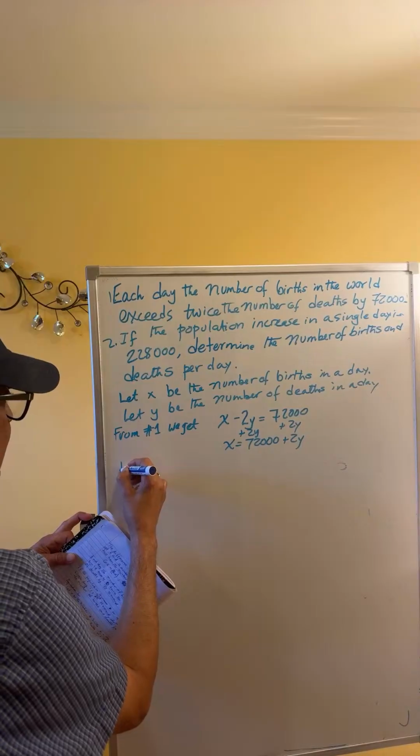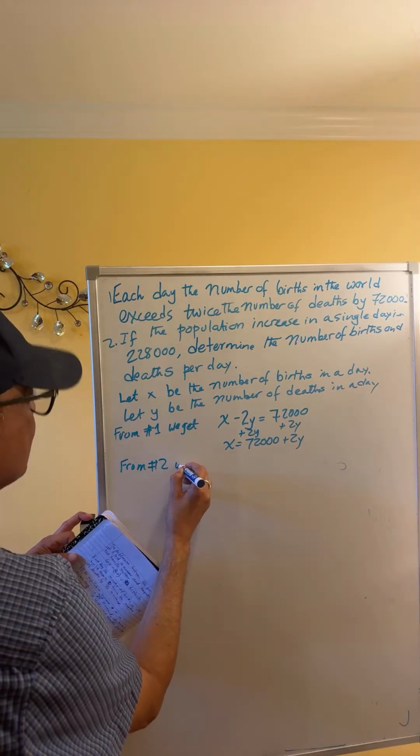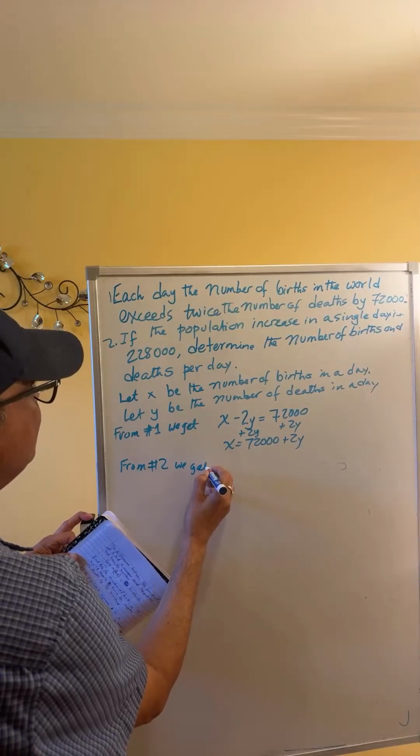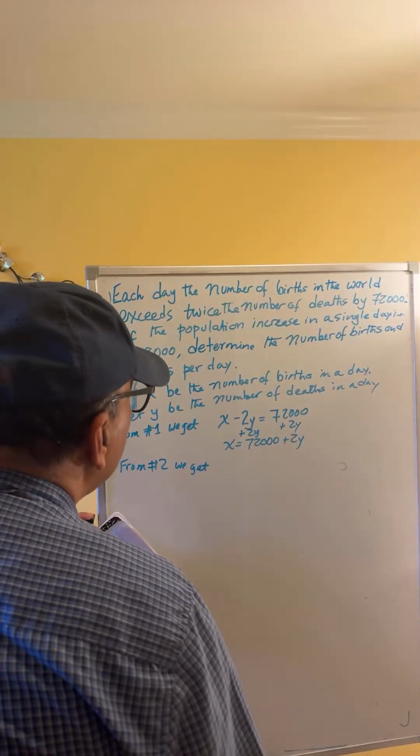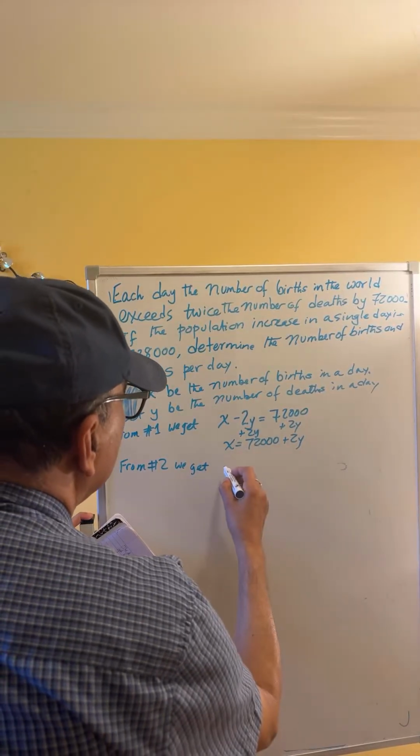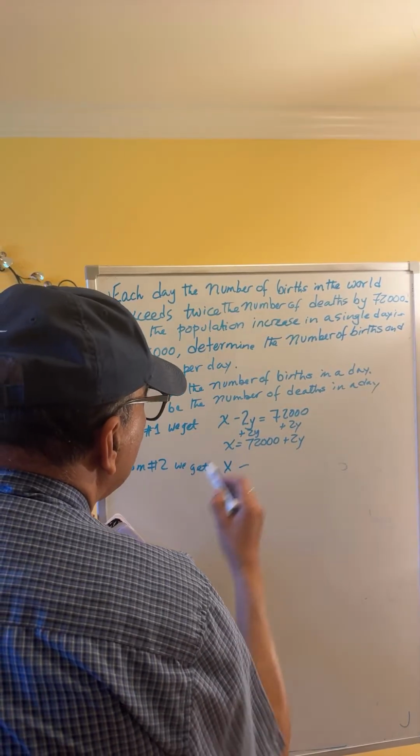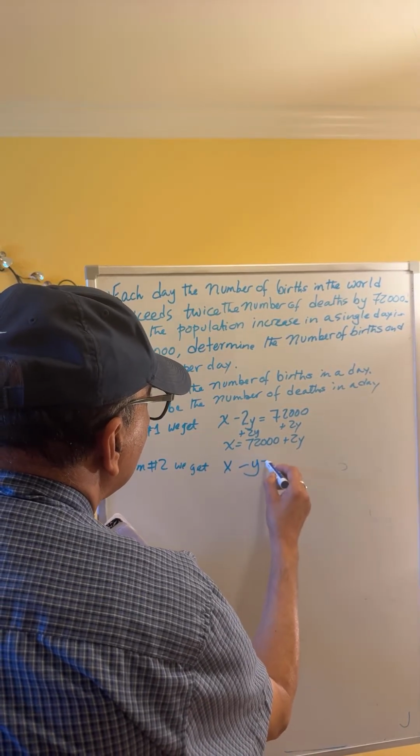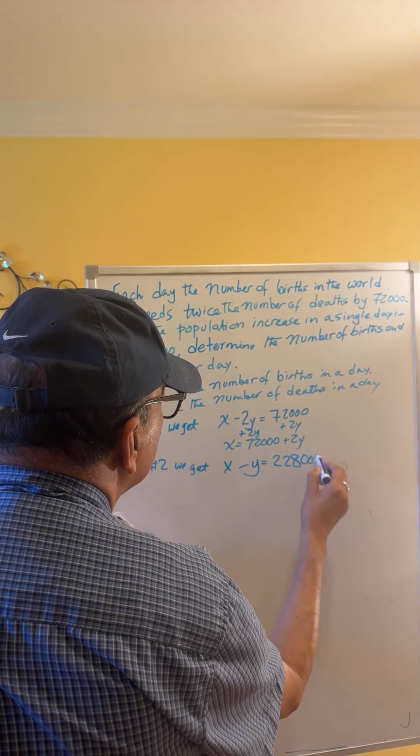And from the number 2 statement, we get: if the population increase in a single day is 228,000, that means X is the number of births, Y is the number of deaths, X minus Y is 228,000.